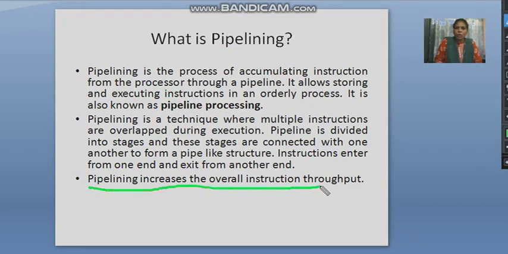Pipeline increases the overall instruction throughput. Why are we using the pipeline? To increase the throughput or performance.